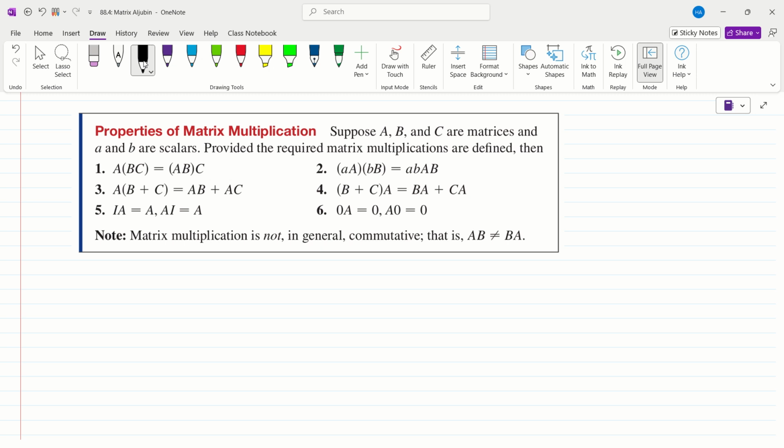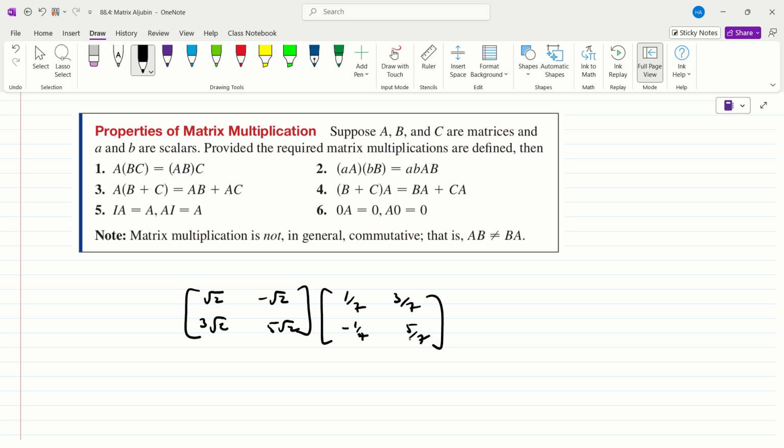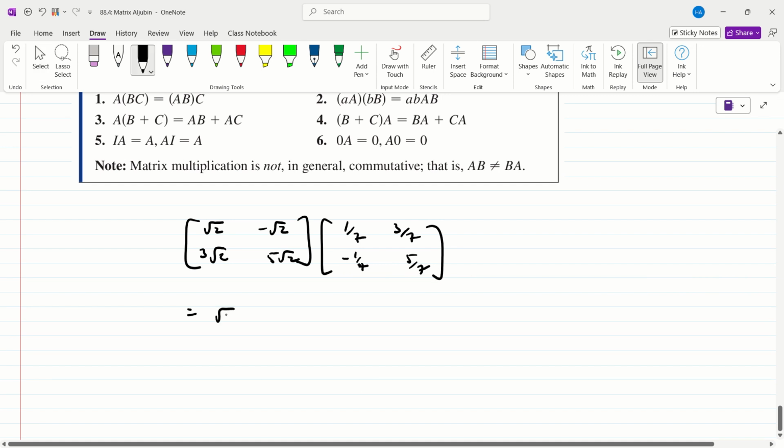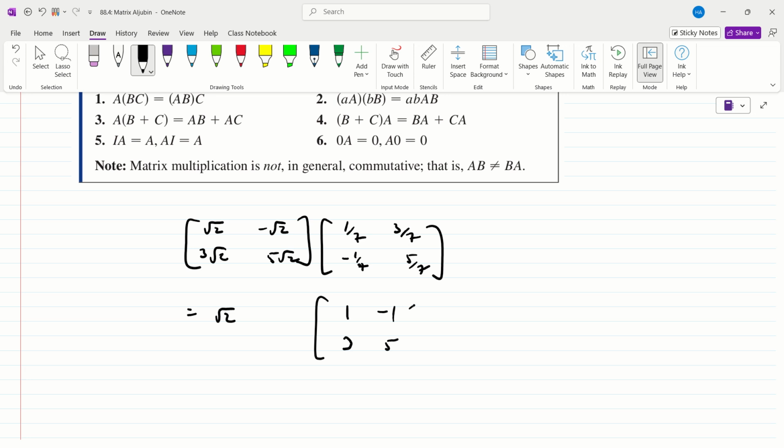Let me give you an example. So let's say we have radical 2, negative radical 2, 3 radical 2, 5 radical 2, times 1 over 7, 3 over 7, negative 1 over 7, 5 over 7. So from the first matrix, I think you can agree the radical 2's are getting in my way. I can factor them right out, leaving behind 1, negative 1, 3, 5. From the second matrix, the 1 over 7 is kind of getting in the way. When I factor those out, I leave behind 1, 3, negative 1, 5.